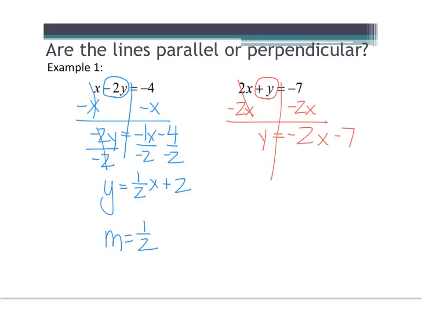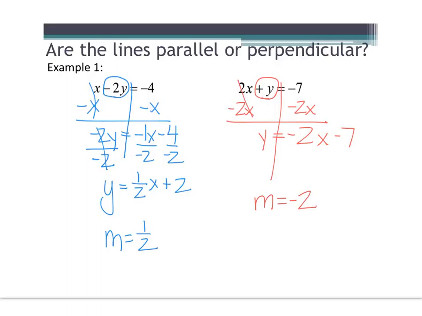This one's kind of nice because there's not a number in front of our y at all, so we've already solved for y. Looking at this one, now that it's y equals, I can find my slope. And again, our slope is always that number in front of x. So for this one, my slope is negative 2.